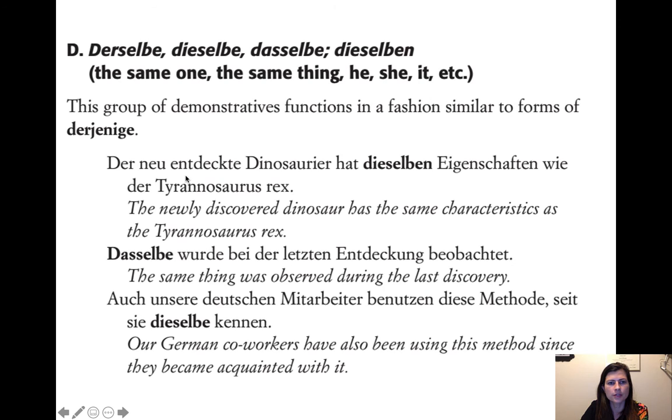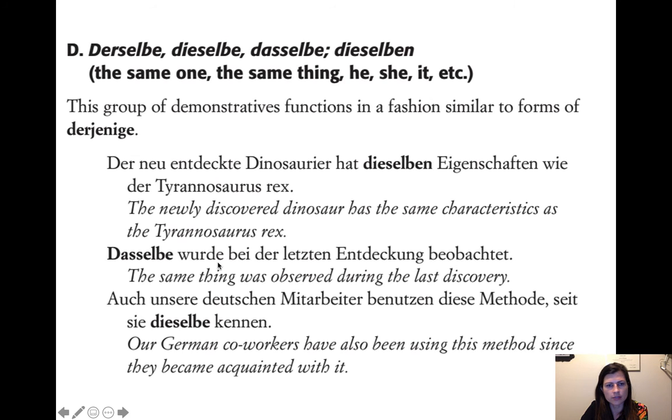It's the same concept. Der neu entdeckte Dinosaurier hat dieselben Eigenschaften wie der Tyrannosaurus Rex. So, the newly discovered dinosaur has the same characteristics as the Tyrannosaurus Rex. So, dieselben, it's just the same, but written together as one word. Dasselbe, the same thing. If it's neuter like this, it can just be the same thing without having any noun after it. Dasselbe wurde bei der letzten Entdeckung beobachtet. The same thing was observed during the last discovery.